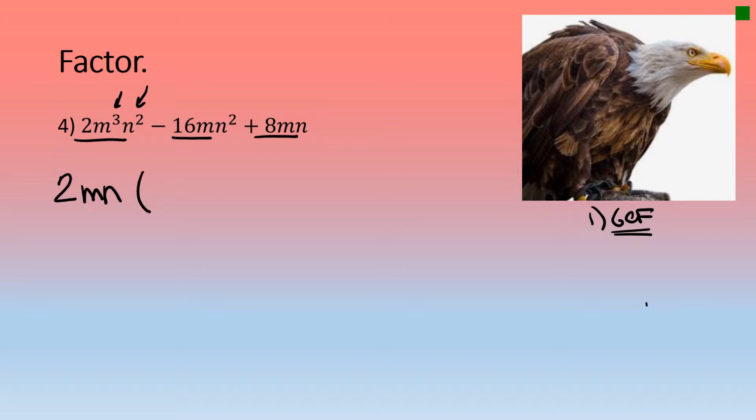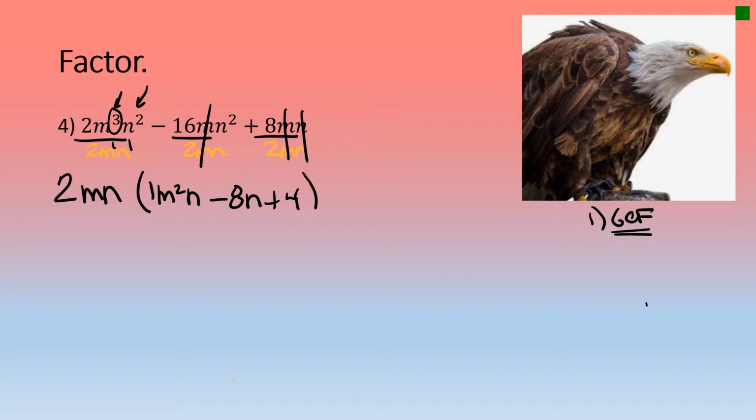Now, what's going through your head is, what do I get when I divide by 2mn? So 2 divided by 2 is 1. m to the third over m to the first is m squared. n squared over n is 1n. Negative 16 divided by 2 is negative 8. The m's cancel. I have an n left. 8 divided by 2 is 4.